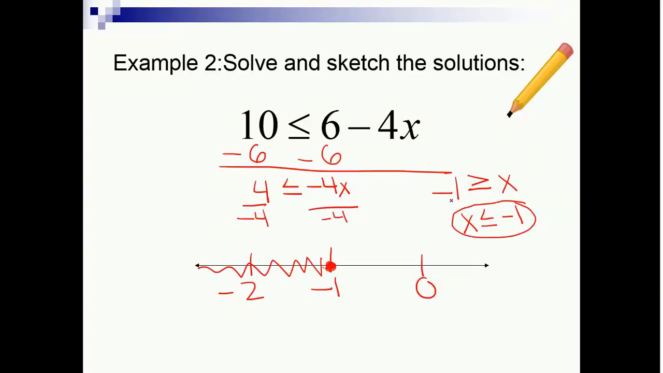Now, if you would have read it this way, you would have had to think negative 1 is greater than or equal to x. I think it kind of confuses a few students. I like when x is on the left. I think it's a lot easier. Number 2, here's another good little trick. Notice how I shaded this way and the arrow was pointing that way? If the x or the variable is on the left, you can always follow the inequality sign's arrow.